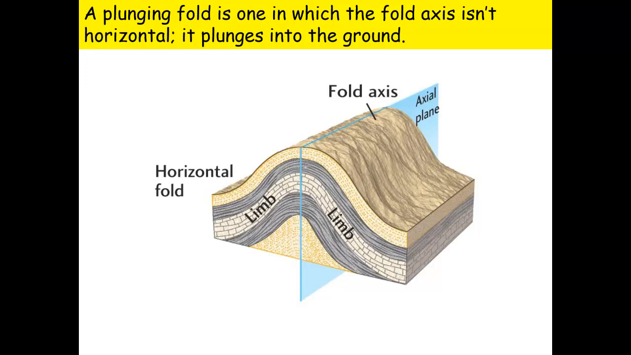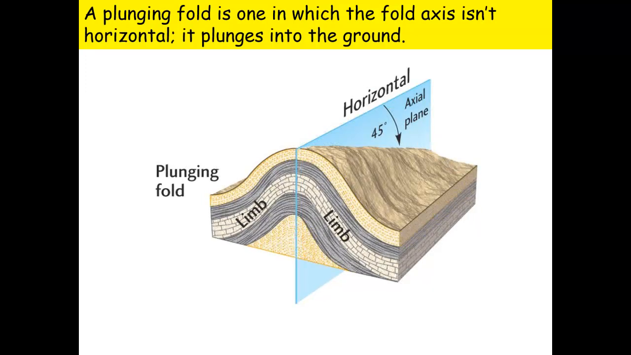Now, so far I've been talking about folds in which the fold axis is horizontal, like shown here, but that doesn't always have to be the case. We can have rocks that are folded, and then the fold axis itself will be inclined to the horizontal. Those are called plunging folds. For example, in this case, we have a plunging anticline, a fold in which the fold axis plunges into the ground in the direction sort of into the screen. So a plunging fold is one in which the fold axis isn't horizontal, but dips or plunges into the ground.